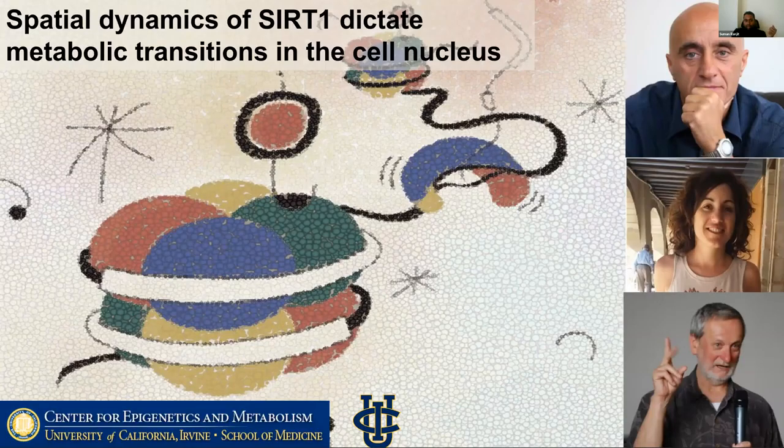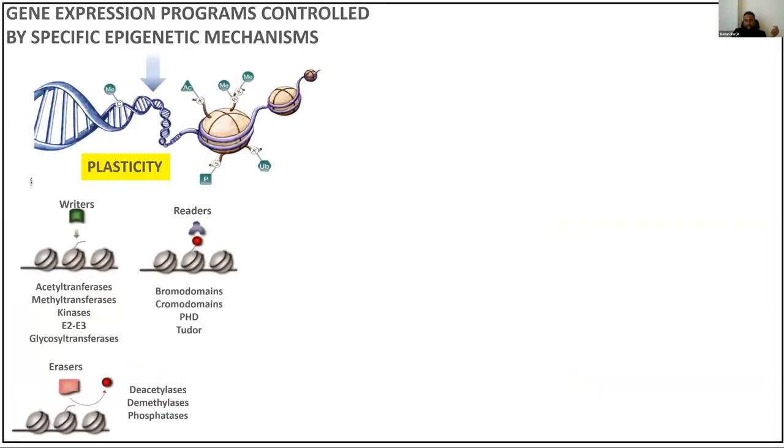One of the projects that I used is looking at spatial dynamics of SAT1, which dictates the metabolic transition in the cell nucleus. And the idea here is gene plasticity. So when you're talking about plasticity, you have writers, readers, and erasers. These are the systems that actually modify how the expressions would happen. You have to have a writer which will start the writing, a reader which would understand it, and then an eraser would take out the system.